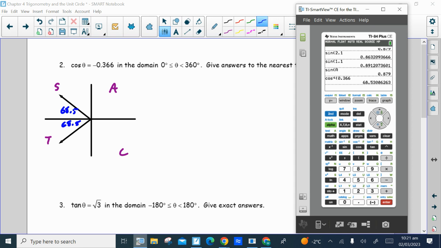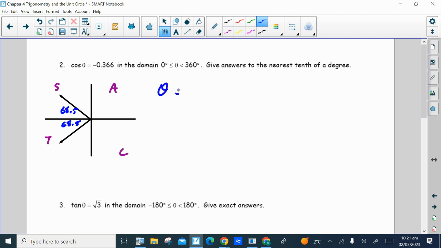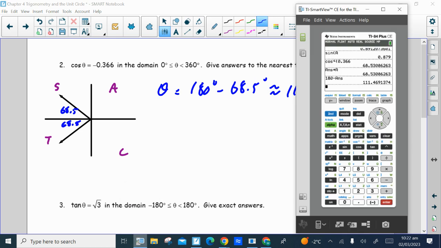So the first one, let me store that angle first into memory slot A. The first rotation angle, the one in quadrant 2, is 68.5 degrees short of 180. So 180 minus that angle is 111.5 degrees. There's our first answer. Theta would equal 180 degrees minus 68.5 degrees, which is approximately 111.5 degrees when we round it to the nearest tenth.